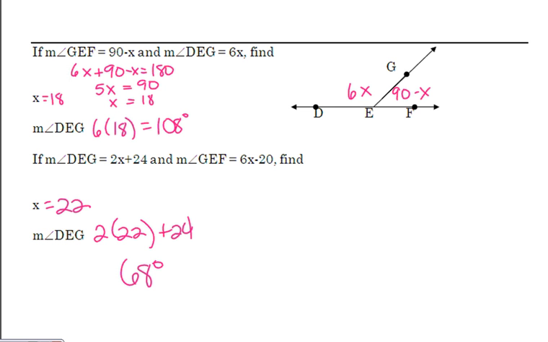This concludes notes 1.4. There are some constructions that you need to know how to do, so I would like you to go ahead and watch the construction videos made by Mrs. Bentz, and come to class tomorrow prepared to do some more constructions in class. Thanks.